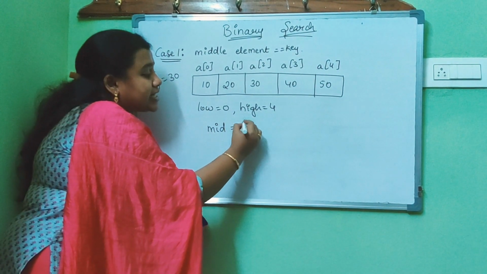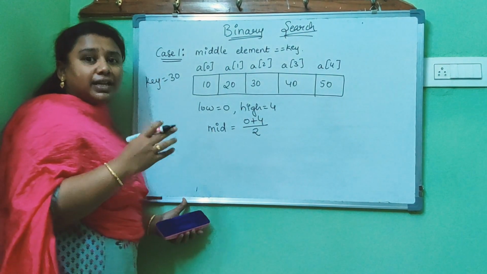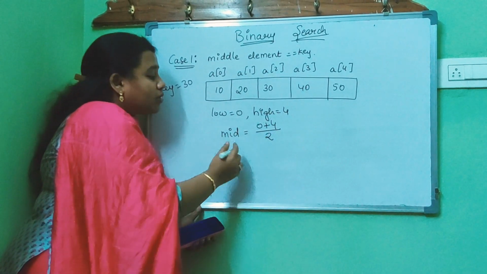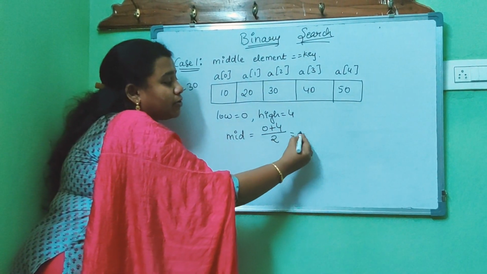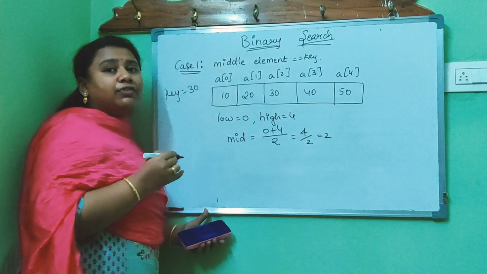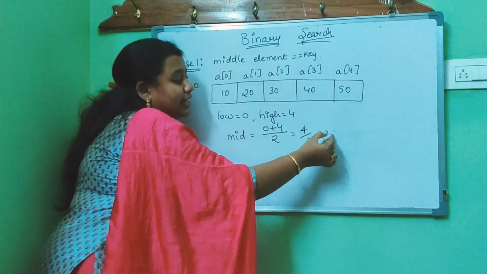The mid index is (0 plus 4) by 2. This is the way we do it. Always, the middle element is the in-between element. So 0 plus 4 by 2, that is 4 by 2. What is it? 2. When we divide 4 by 2, the quotient is 2. So this is the middle index.